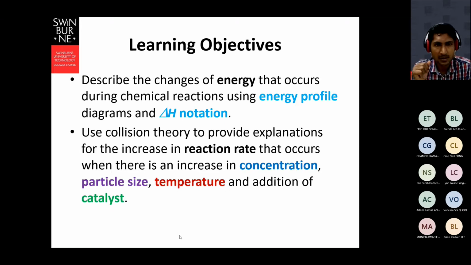how we describe the changes of energy during the energy profile. What we mean by energy profile is how the energy of the total system changes. What does the system mean? It is the environment where a reaction is occurring, A plus B.